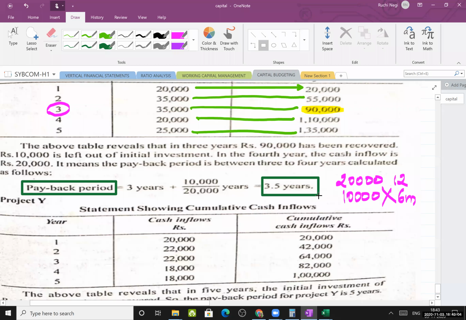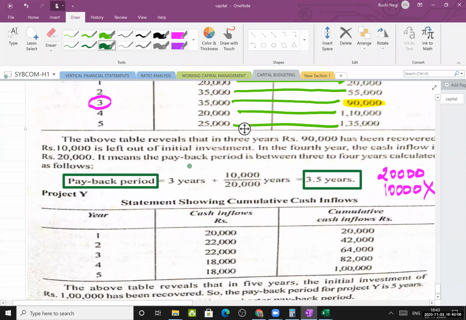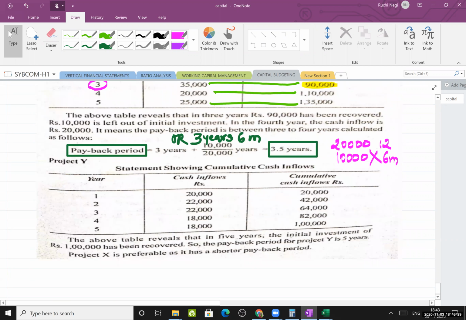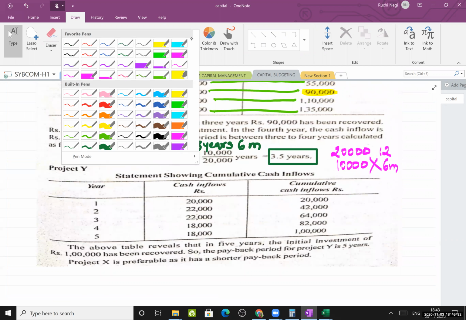So 3 years and 6 months is how much? 3.5 years, ना? वही लिखा है उन लोगों ने. You can even write like this: 3 years 6 months. Both are correct. 3.5 years लिखो या 3 years 6 months लिखो, एक ही बात है. Is this clear? Okay. Now do it for the second project. ठीक है? Second project.